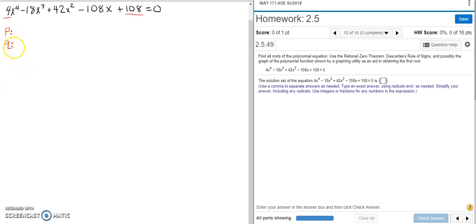All right, so Q is actually going to be easier. Factors of 4 are 1, 2, and 4. And they can all be positive or negative, because it could be 2 times 2, or it could be negative 2 times negative 2. So they're always going to be positive or negative, regardless.